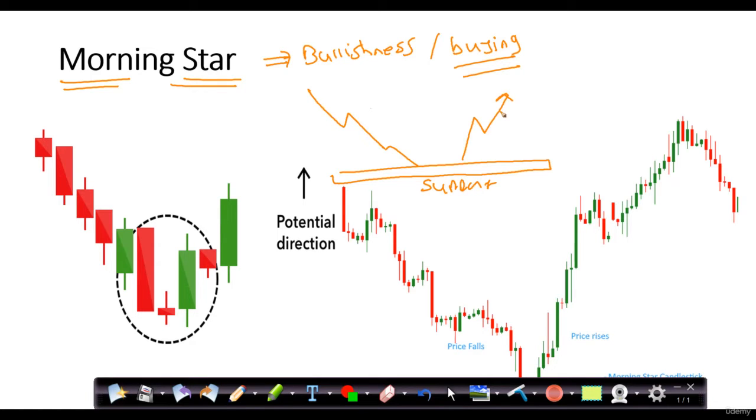Why is it called a morning star? Because it will convert a downtrend into an uptrend, just like a morning. Now, how does this pattern look, what does the pattern represent, and how does the pattern look?